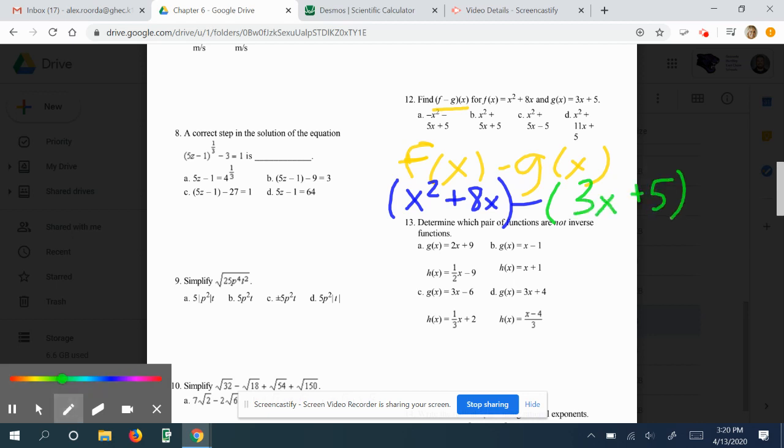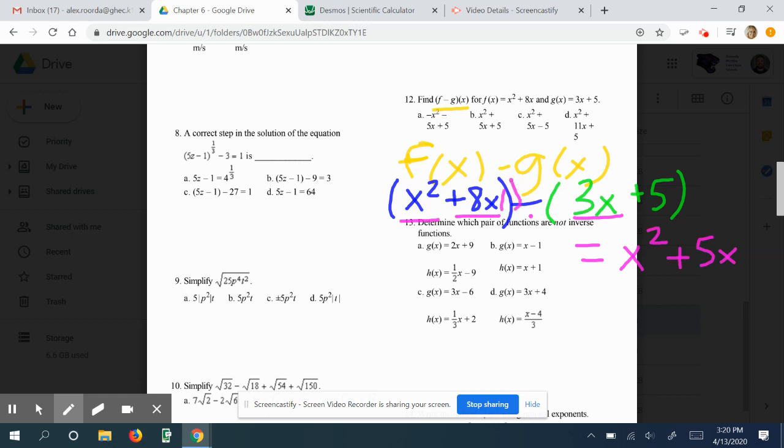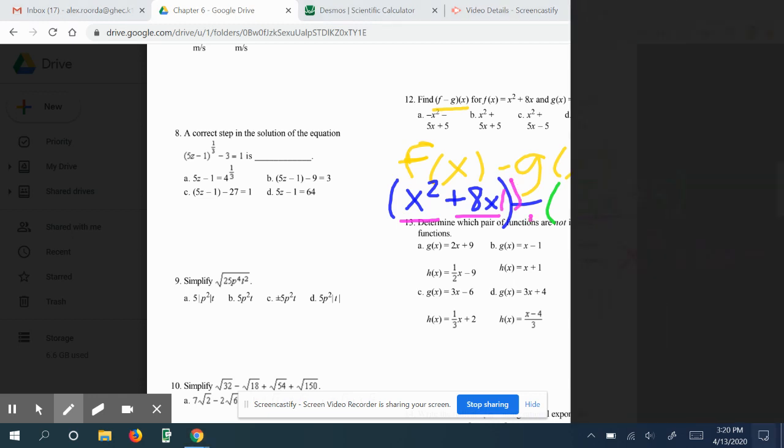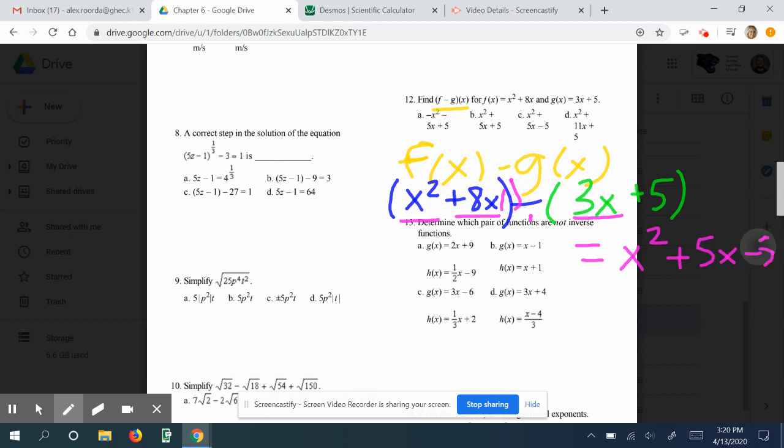So combining, again, our like terms, we have x squared. I don't have any other x squared, so I'm just going to write that as x squared. Then I have 8x minus 3x, so that's going to be 5x. And here's where the negative's kind of important. We have no constant term here, so nothing minus 5 would be minus 5, right? That would be minus 5. And so the correct answer to this one would be C, x squared plus 5x minus 5. If you put down letter B, remember the minus sign has to be distributed to minus 5 as well.